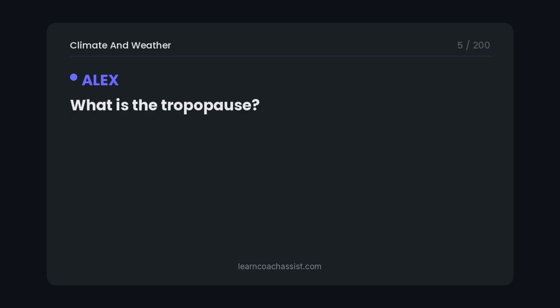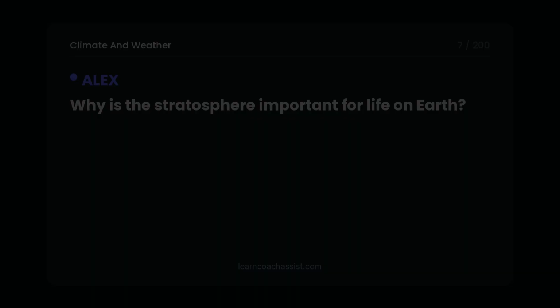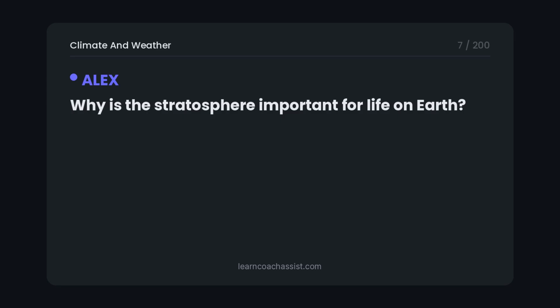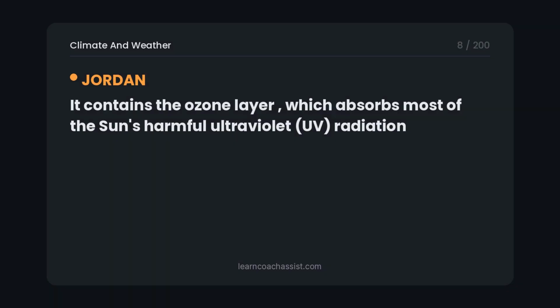What is the tropopause? The boundary between the troposphere and the stratosphere, where temperature stops decreasing with altitude. Why is the stratosphere important for life on Earth? It contains the ozone layer, which absorbs most of the sun's harmful ultraviolet (UV) radiation.